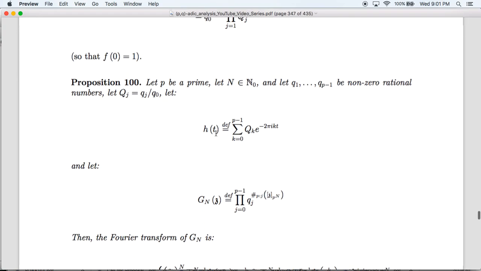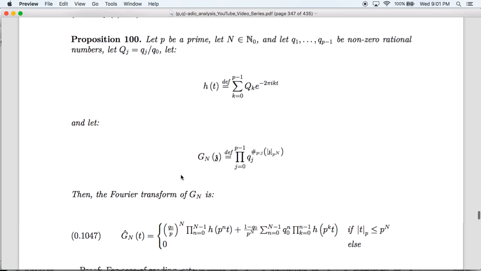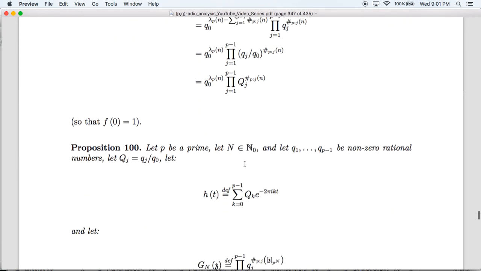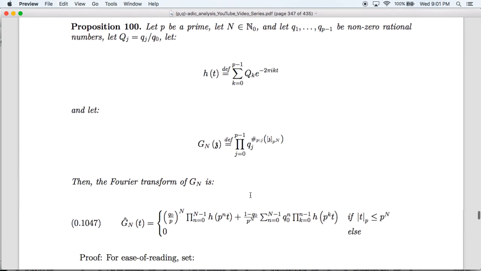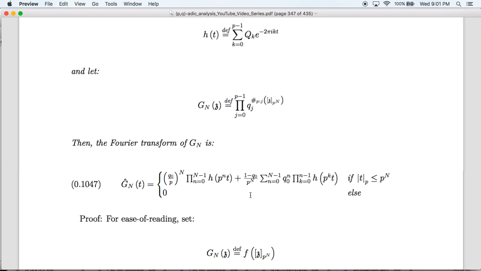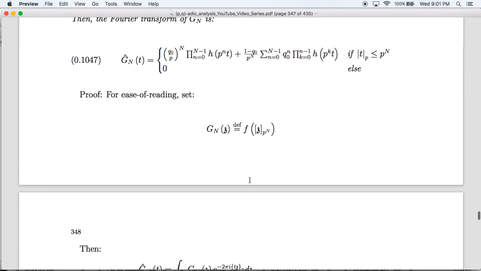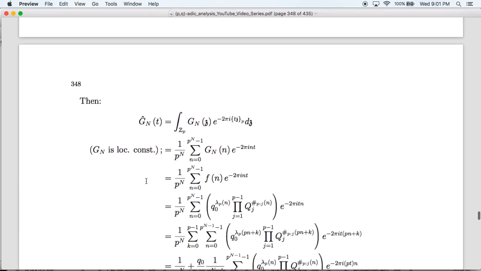So here let h of t be the sum from k equals 0 to p minus 1 of q_k e to the negative 2 pi i k t, and let g_n of z be, we're going to take f and evaluate it at z mod p to the n. Then the Fourier transform of g_n is this thing. And so for ease of reasoning, just note that these two are this here. And so then let's just work with the integral.